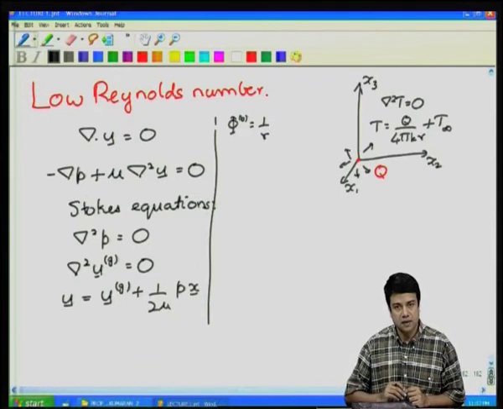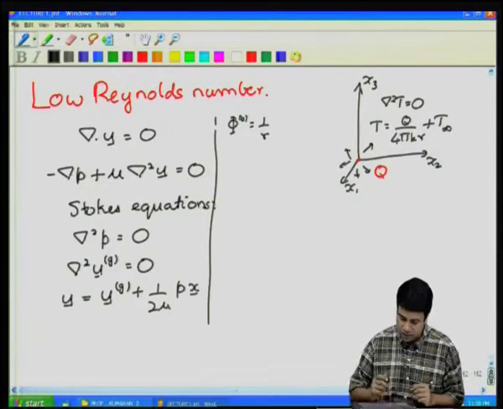I can take repeated gradients of this, because if phi naught is a solution of the Laplace equation, del square of phi naught is equal to 0 everywhere. If I take the gradient of this equation, I find that the Laplacian of the gradient of phi naught is also a solution. Therefore, the gradient of phi naught is also a solution of the Laplace equation. That is a vector solution, because when I take the gradient of the scalar, I get a vector.